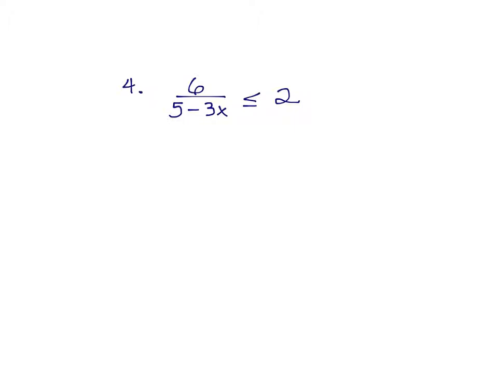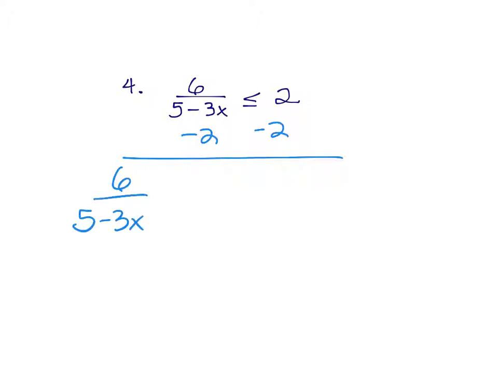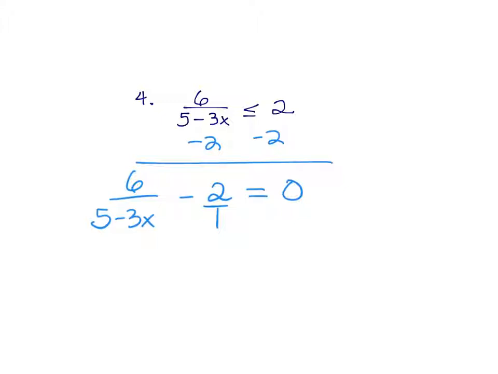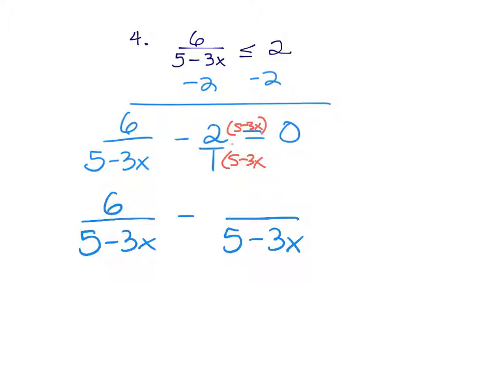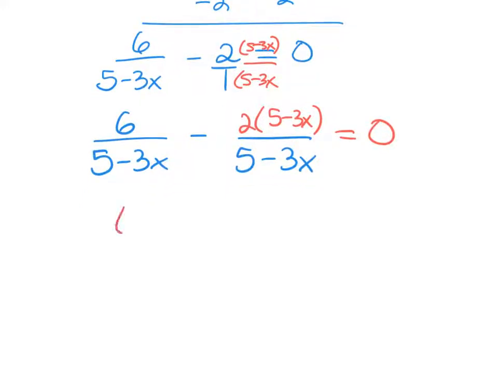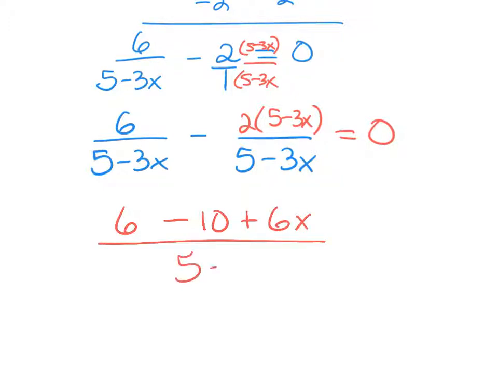Again, change it to an equal sign. So I'm going to move the 2 over. 6 over 5 minus 3x minus 2 equals 0. Common denominator. The common denominator is going to be the 5 minus 3x. So I need to multiply that to the top and the bottom here. So 2 times 5 minus 3x. I'm going to distribute. So 6 minus 10 plus 6x over 5 minus 3x.